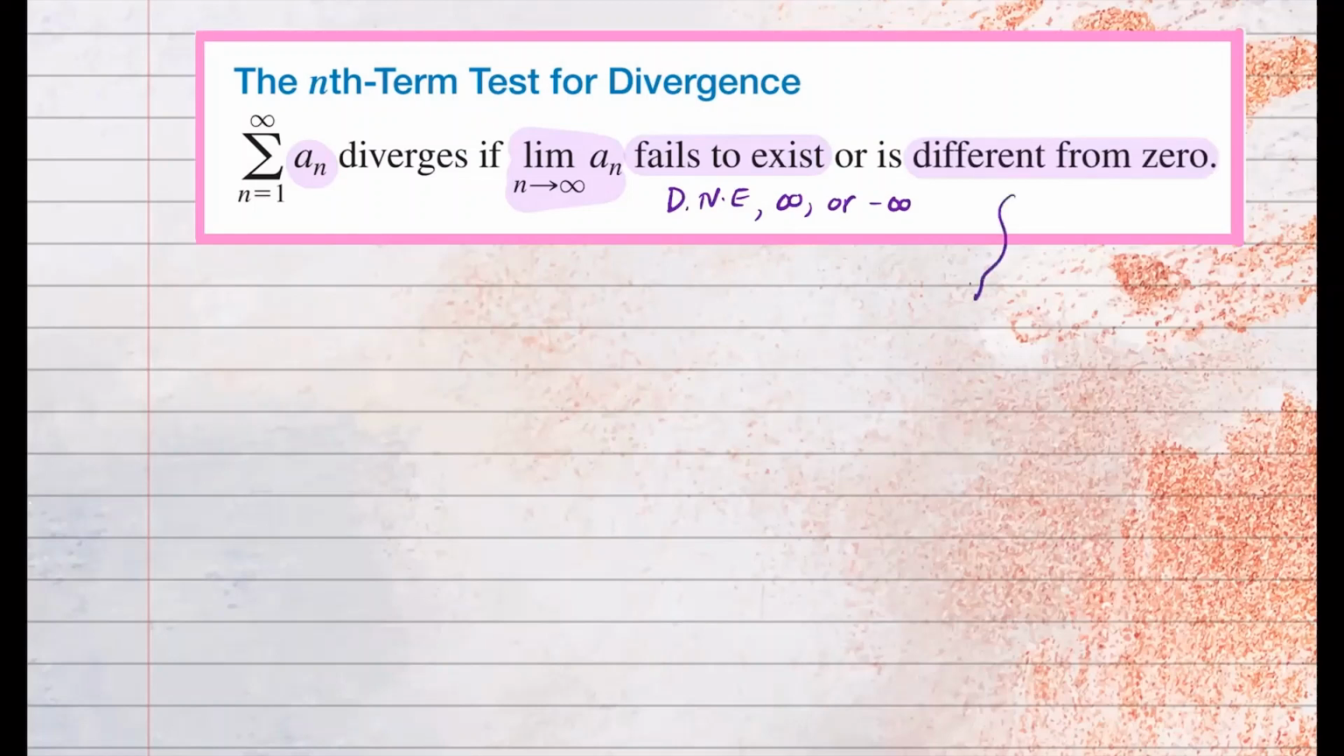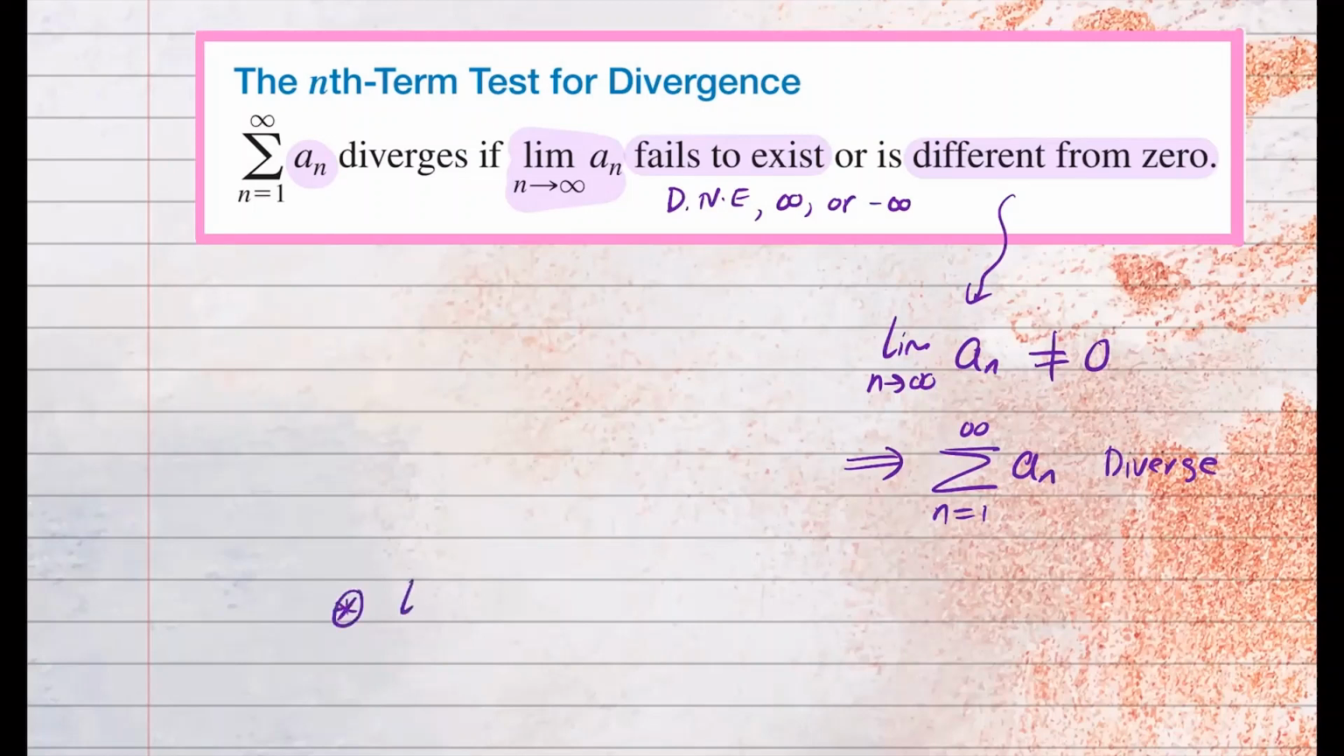So for instance, you can write this as: if you take the limit as n gets larger of your sequence a_n, and this is not zero, then we can say that the series from n starting from 1 to infinity of a_n is going to diverge. This is a very powerful statement, but we also have to make sure that it does not tell us anything about convergence. So here's something to be mindful of. If the limit as n gets larger of a_n is zero, then we don't know anything about that series.